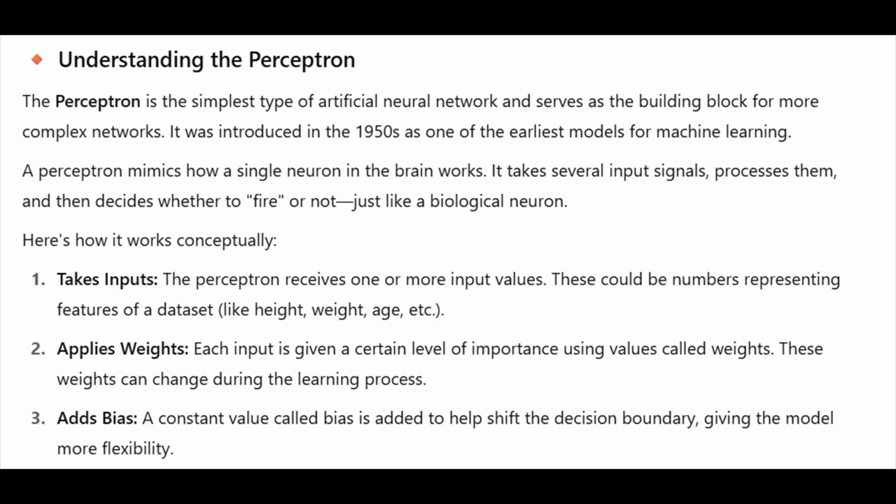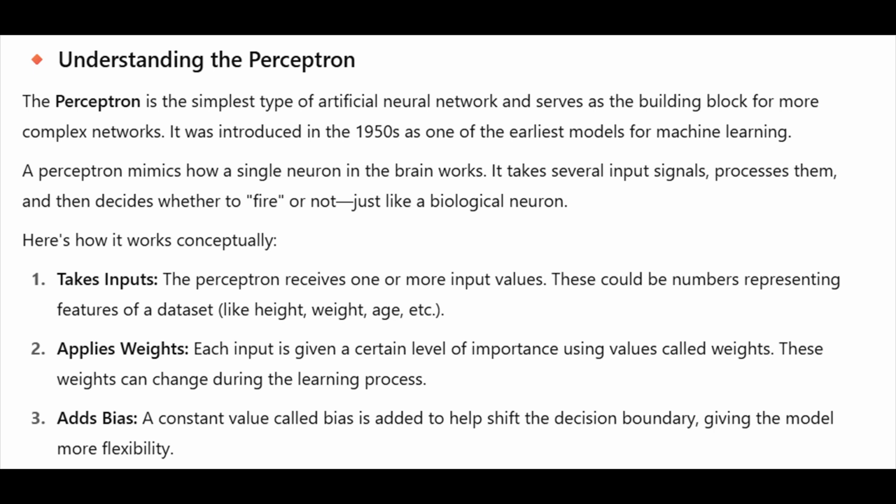Understanding the perceptron. The perceptron is the simplest type of artificial neural network and serves as the building block for more complex networks. It was introduced in the 1950s as one of the earliest models for machine learning. A perceptron mimics how a single neuron in the brain works. It takes several input signals, processes them, and then decides whether to fire or not, just like a biological neuron.